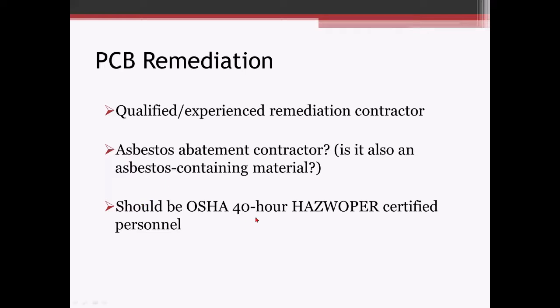Also there should be OSHA 40-hour HAZWOPER certified personnel. So they do have a background of dealing with hazardous materials. And since anything above 50 part per million is considered hazardous waste in New York State, technically, it is a hazardous waste operation to remove those.